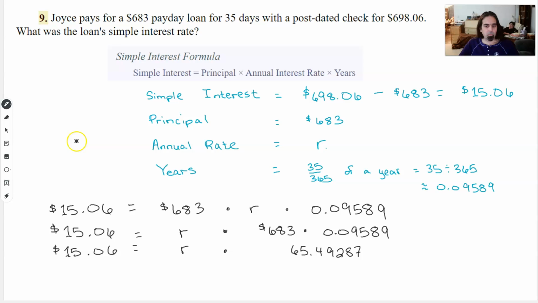Don't worry about where to round. Spending time thinking about it will only slow you down on the test. Now this looks familiar. We have R times something. So to get R by itself, we divide by that something. And to be fair, we have to do it on the other side.